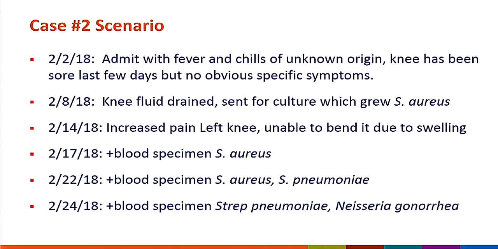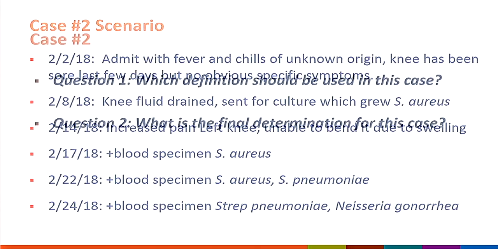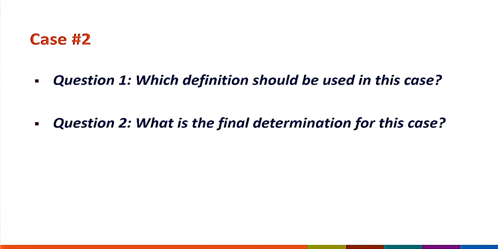On the 17th, we have a positive blood specimen for Staph aureus. On the 22nd, we have another positive blood specimen with Staph aureus and strep pneumo. And on the 24th, we have another positive blood specimen with strep pneumo and Neisseria gonorrhea. So your two questions are, which definition should be used in this case, and what is the final determination for the case?